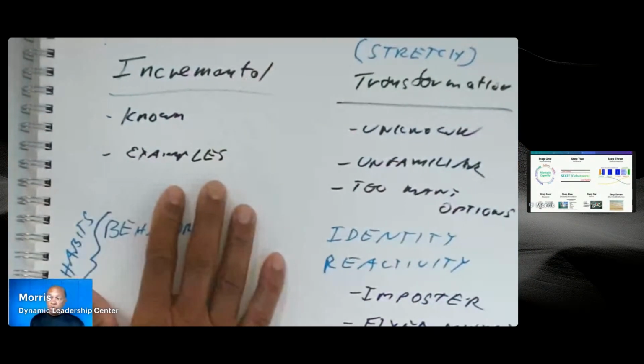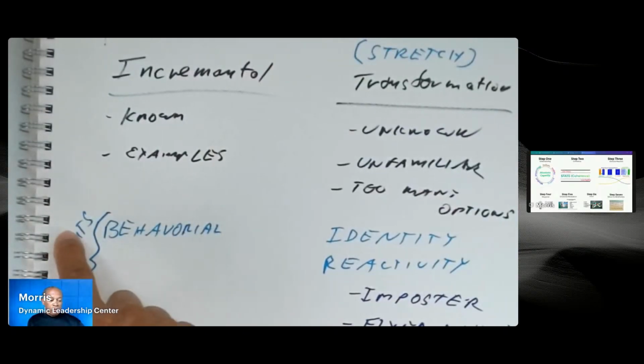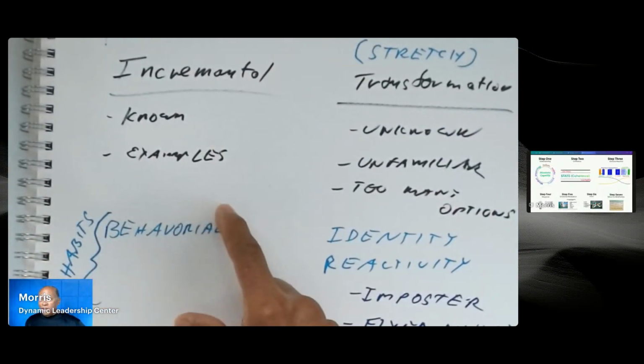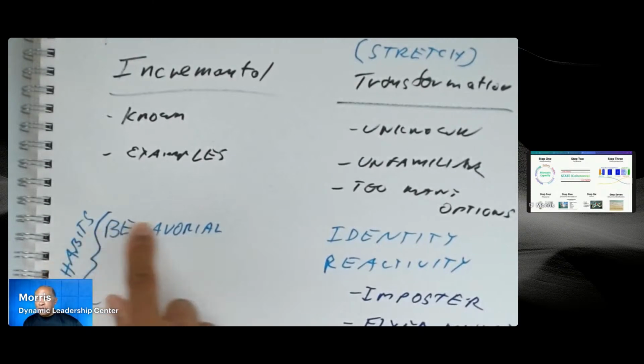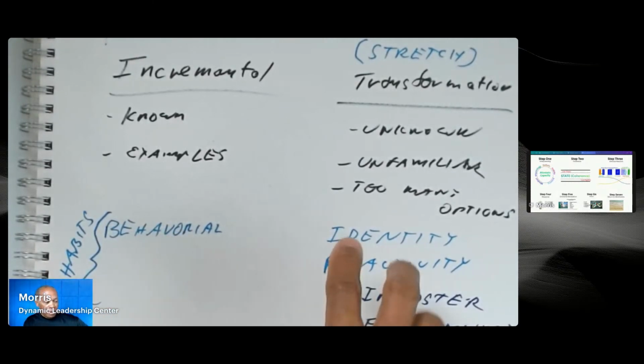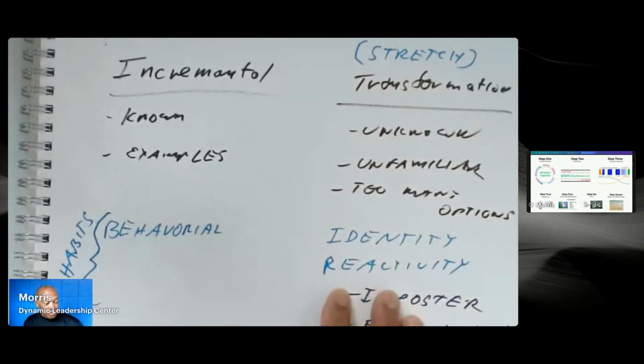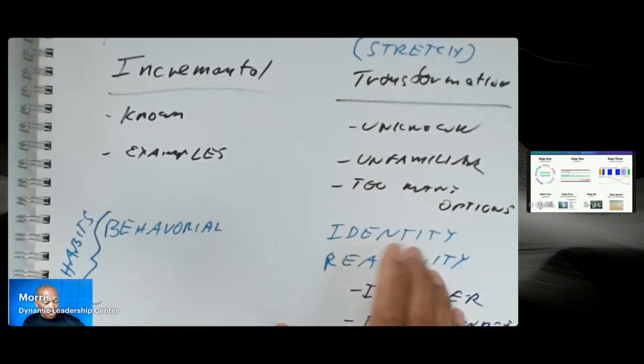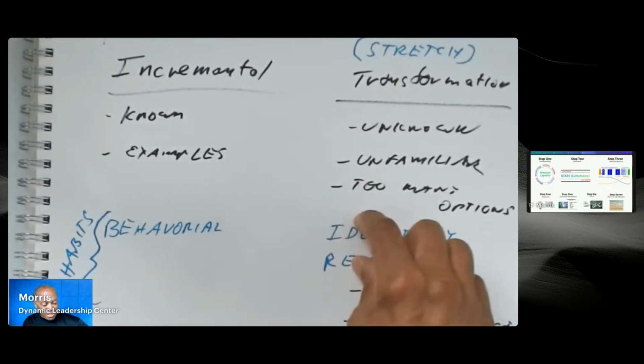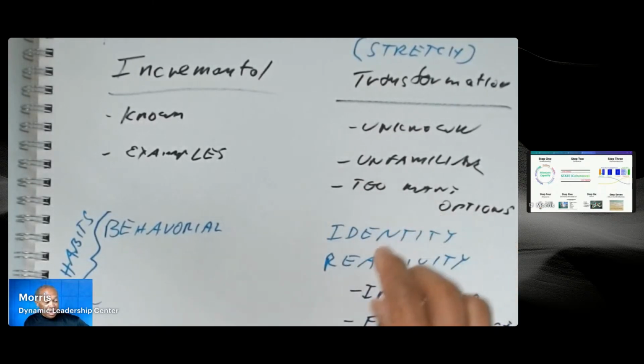What I was referring to on the pad here, incremental goals are easier because the habits you're dealing with are just behavioral. Stretch goals, and especially transformation goals, are much more difficult because we're talking about identity and reactivity, and we don't know where that reactivity is coming from.